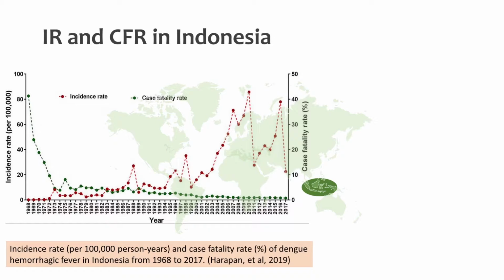The chart on the left shows us the incidence rates and case fatality rate in Indonesia. Over the 50-year period that dengue has existed in Indonesia, we can see that the incidence rate still goes up and down. However, the case fatality rate has been maintained below 1% for the last couple of years.